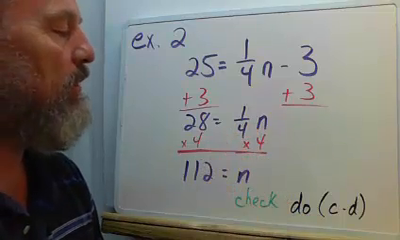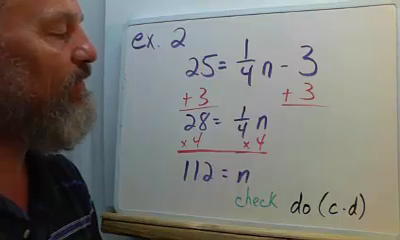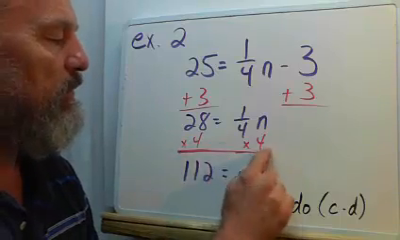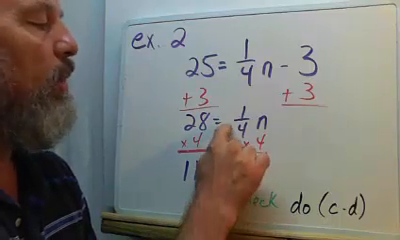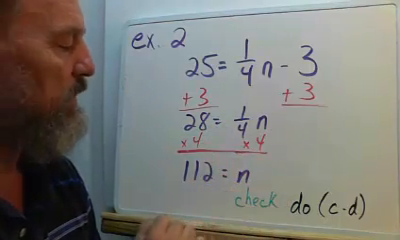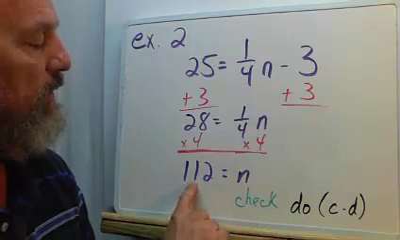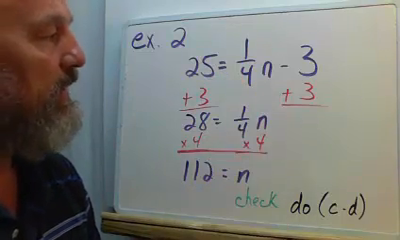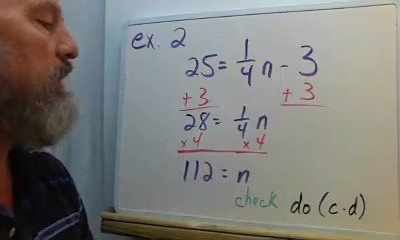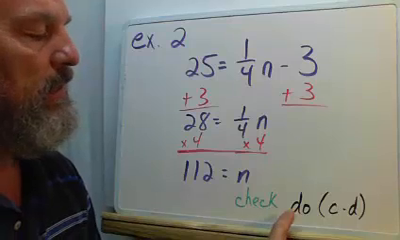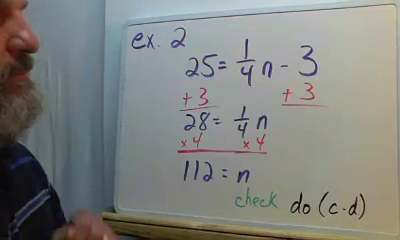Now the multiplicative inverse is what we're going to use here, but because we have a numerator of 1, we can just multiply both sides of the equation by 4. 28 times 4 is 112. 1/4 times 4 is 1n, so we just have n. Again, you're going to put the answer in the check. You could put 112 in a calculator, divide by 4, you're going to get 28, subtract 3, and you get 25. Please press pause and do letters C and D.